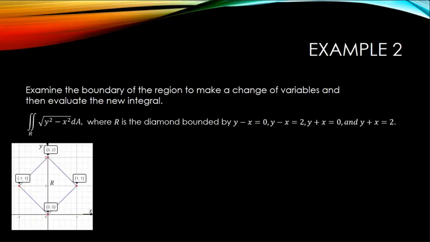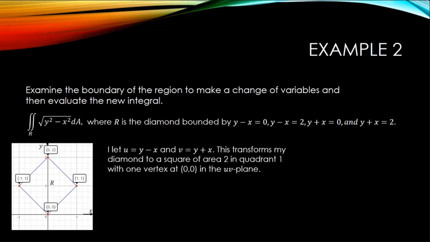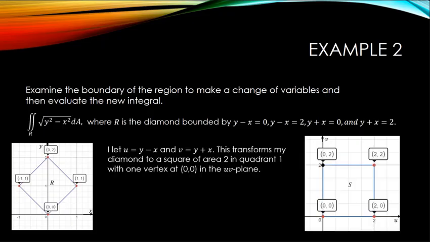The first thing I want to do is plot my region R, showing the coordinates of the vertices at (0, 0), (1, 1), (0, 2), and (-1, 1). I'm going to let u equal y minus x and v equal y plus x based on the boundary of my region that I was given. This will give me a square of area 2 in quadrant 1 with one vertex located at the origin in the UV plane. It also gives me x equals (u minus v) over 2 and y equals (u plus v) over 2.